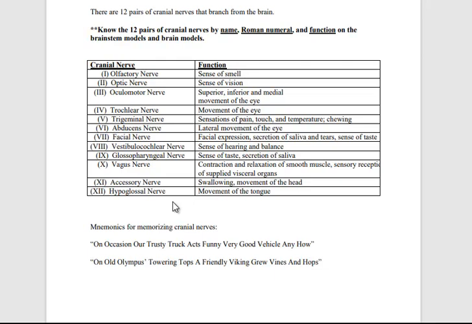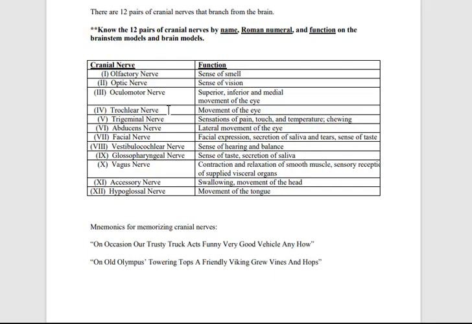So there are mnemonics. On occasion, our trusty truck acts funny. Very good vehicle anyhow. So if one of those helps you, otherwise make flashcards, do whatever. 1 is easy, olfactory. 2 is easy, optic nerve. 3, oculomotor. Okay, so that's your eyes. Number 4, trochlear. I don't know how you're going to memorize that one. So you just sit there and think about it. Number 4 is trochlear.